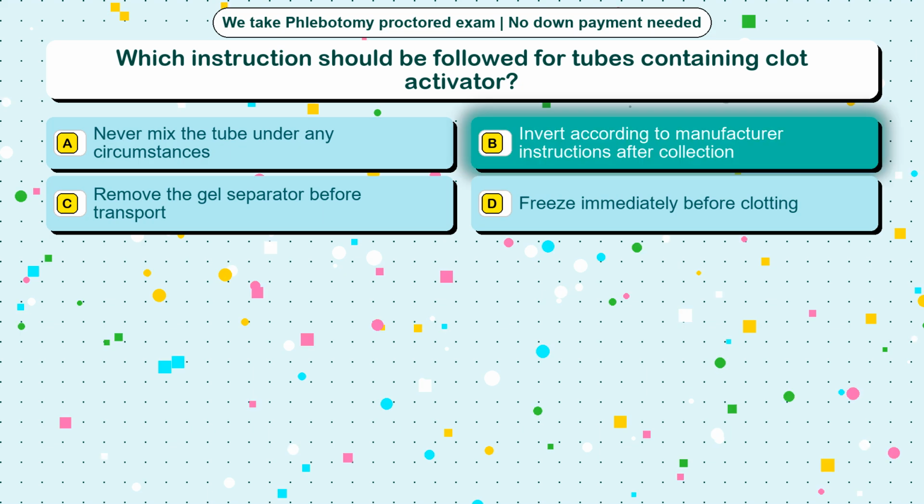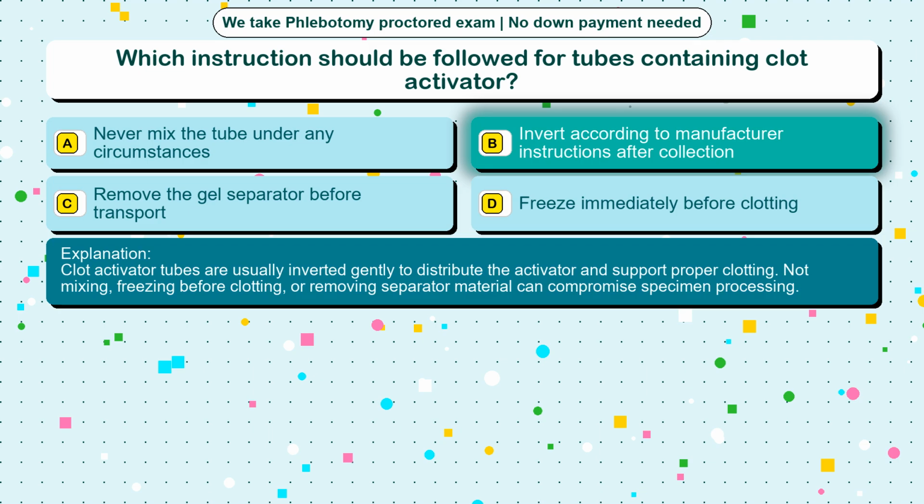The correct answer is option B, invert according to manufacturer instructions after collection. Clot activator tubes are usually inverted gently to distribute the activator and support proper clotting. Not mixing, freezing before clotting, or removing separator material can compromise specimen processing.